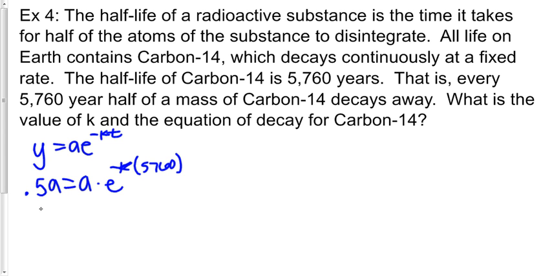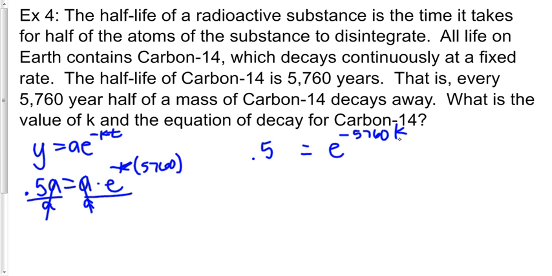Take a look at what I did here. A is the initial amount, and on the other side of the equal sign, I'm going to have half of A, so 0.5A. Now I can divide each side by A. A divided by A is out. A divided by A is out. And now I have 0.5 equals e. I'm going to also rewrite this power so that the number's first and the letters second. Negative 5,760 times K.